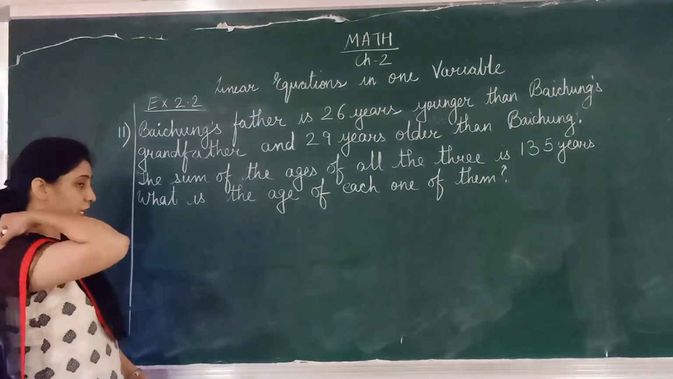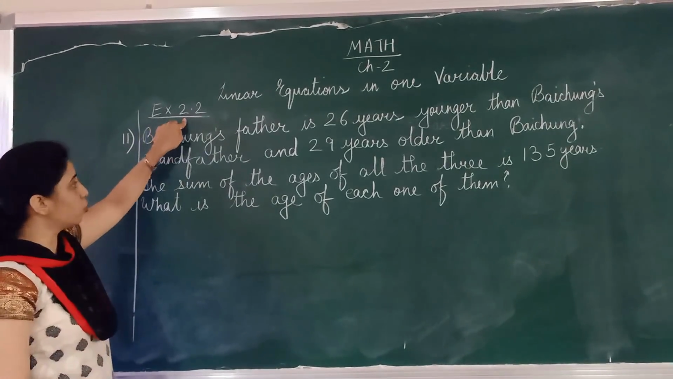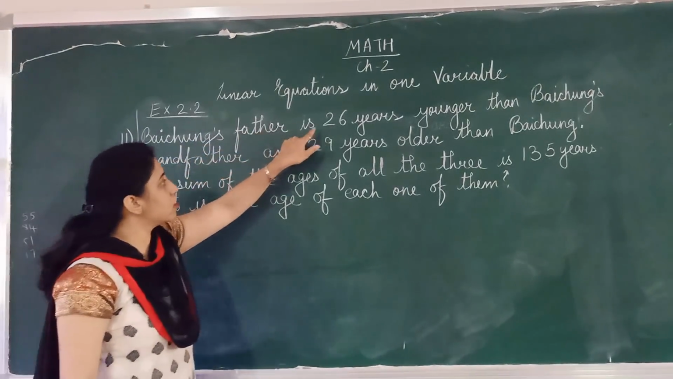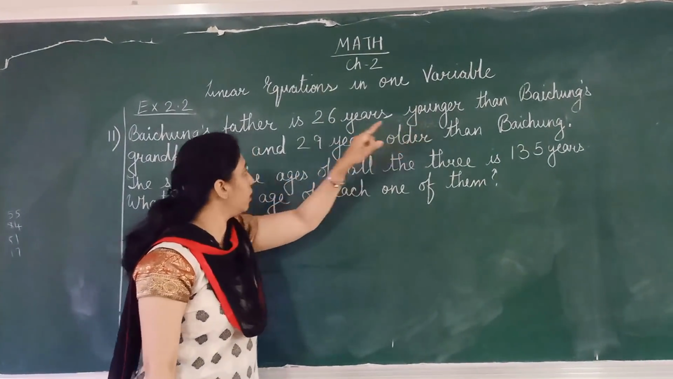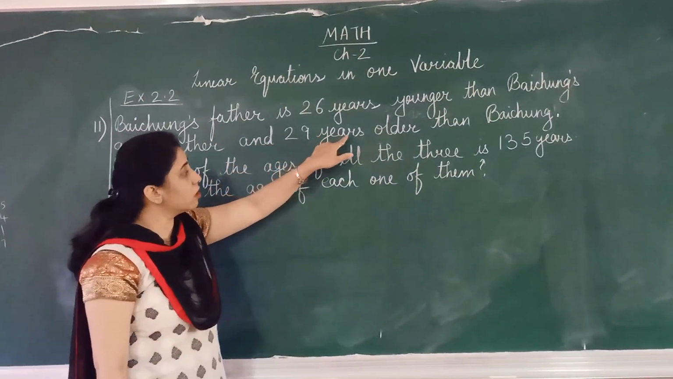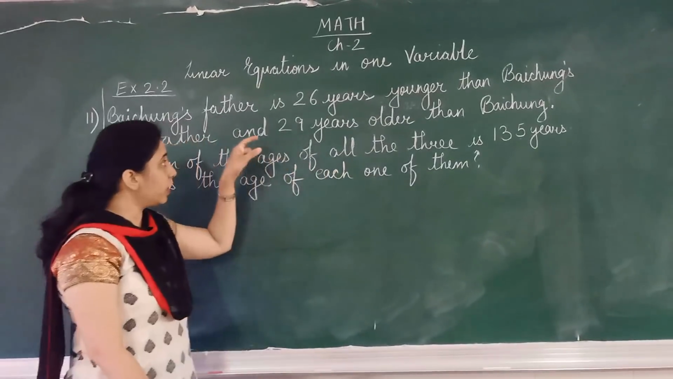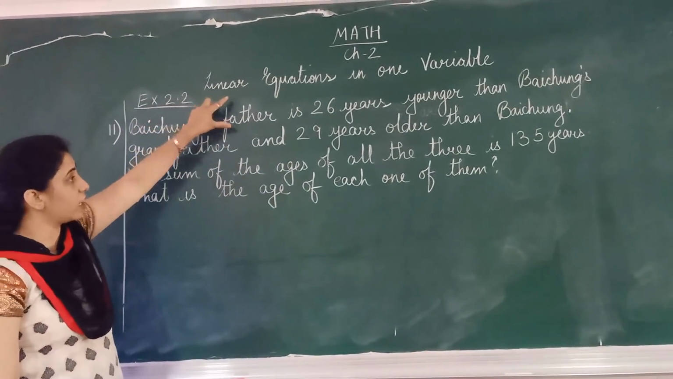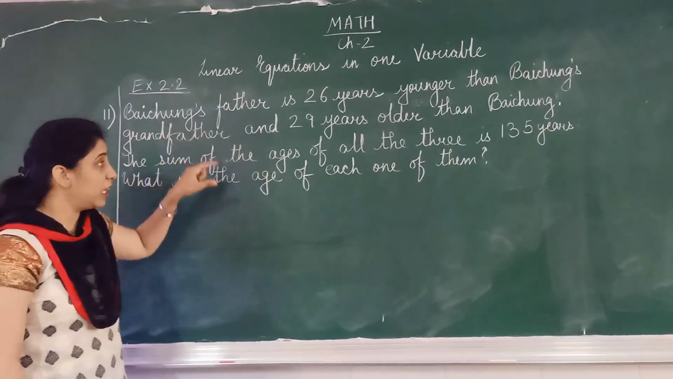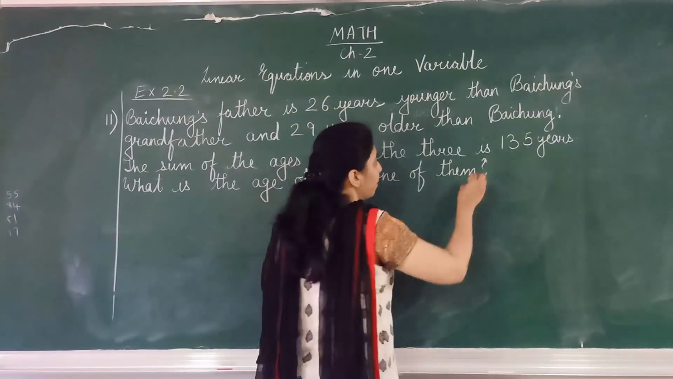Now the next question, that is question number 11 from exercise 2.2. I just read the question. Baichan's father is 26 years younger than Baichan's grandfather and 29 years older than Baichan. They have given the age of Baichan's father as well as Baichan's grandfather in relation, but they have not given the age of Baichan.